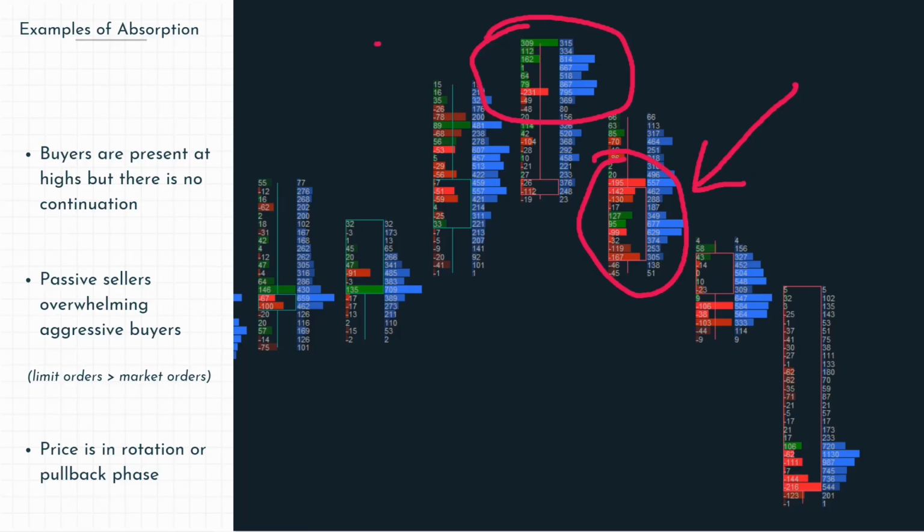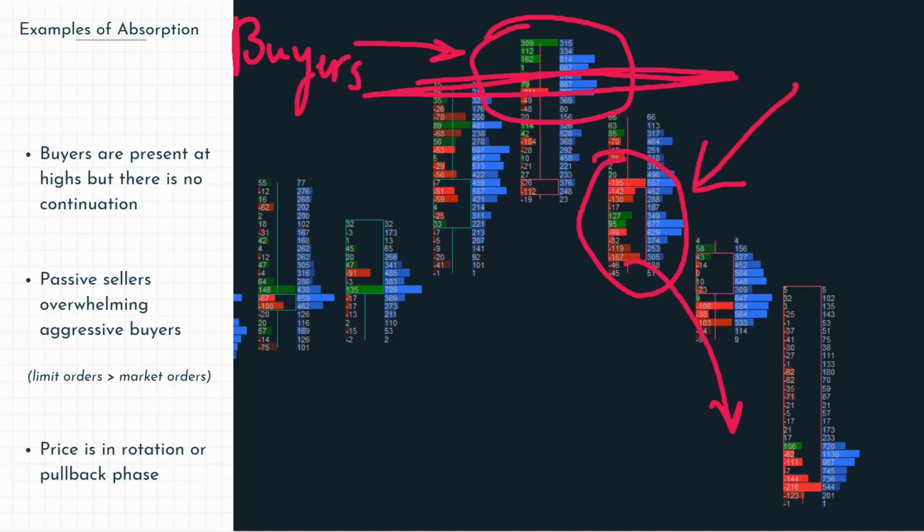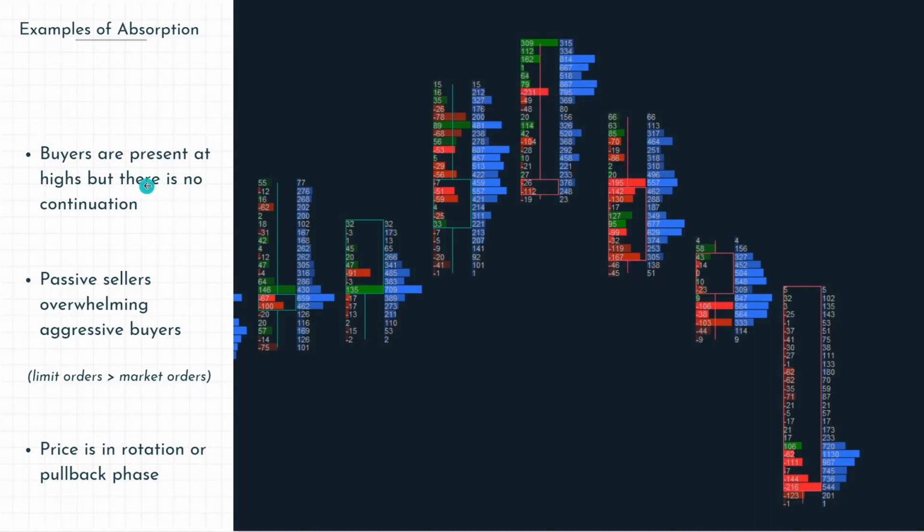That sell pressure, that trap, in other words, is called trapped buyers, trapped sellers. In this context, it's trapped buyers. Their exit liquidity will be what initiates the move down, and the passive liquidity trapping them is what causes the stop. So yeah, buyers are present at highs. There is no continuation. Passive sellers will overwhelm aggressive buyers, and usually price is in a rotational phase.